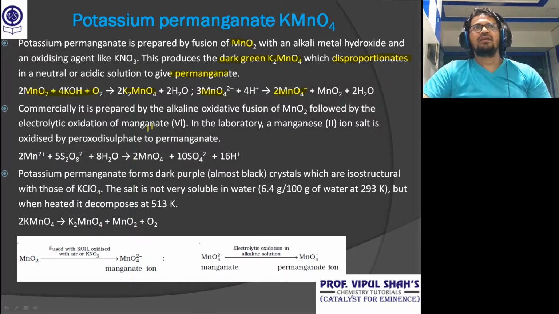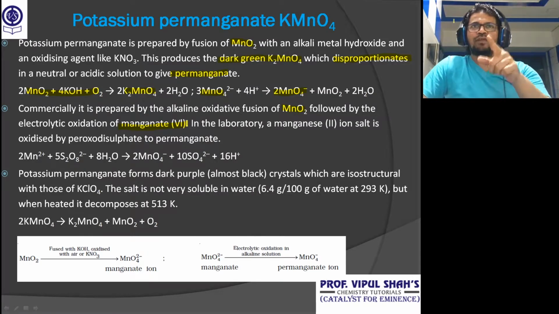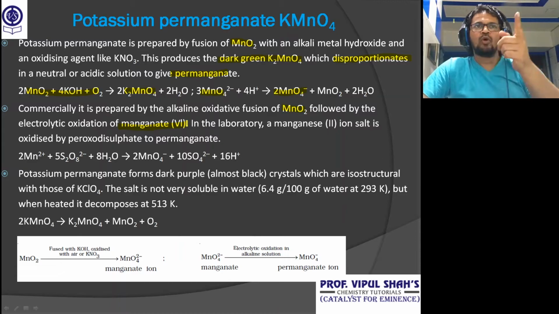Commercially you can also prepare it by one more method: MnO2 followed by electrolytic oxidation of manganate. Manganate means what we just did over there, K2MnO4, potassium manganate. So the MnO4 part I'm talking about here, is this clear? The manganate is then converted to permanganate.